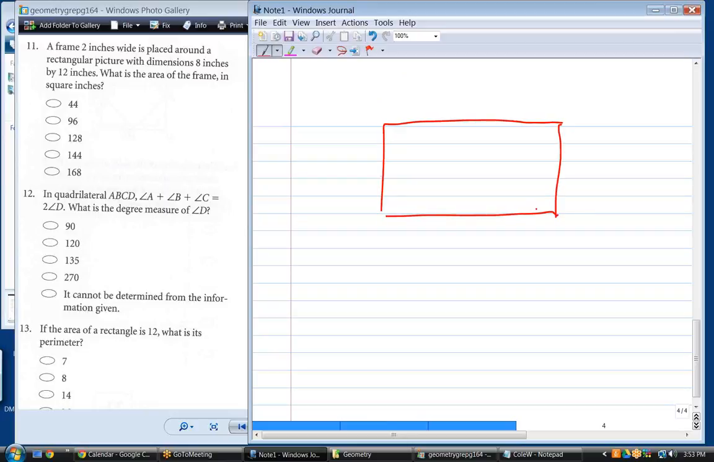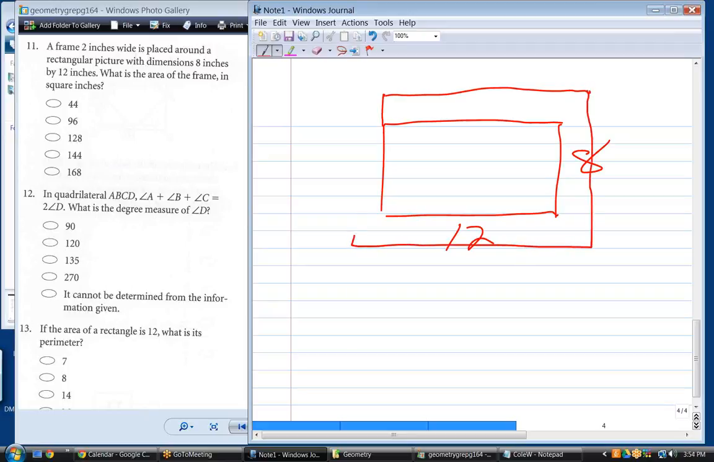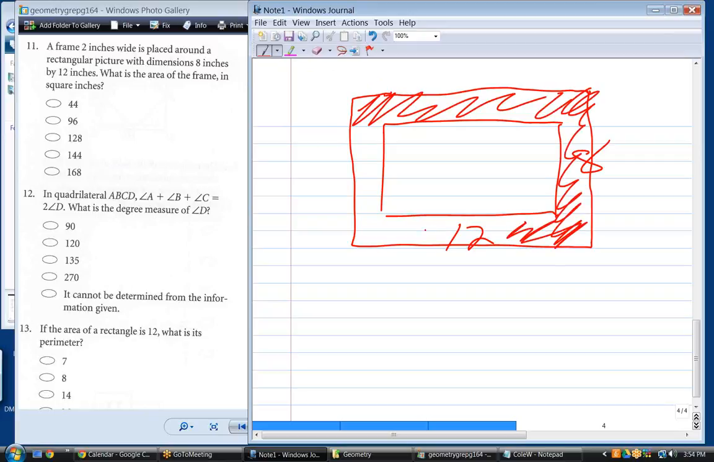Here's the picture they're talking about. 12 by 8. They want to put a frame around it that's exactly 2 inches thick. What's the area of the frame? And let me take that back. They want this area right here. They don't want the total area of the frame. They want just the frame itself.